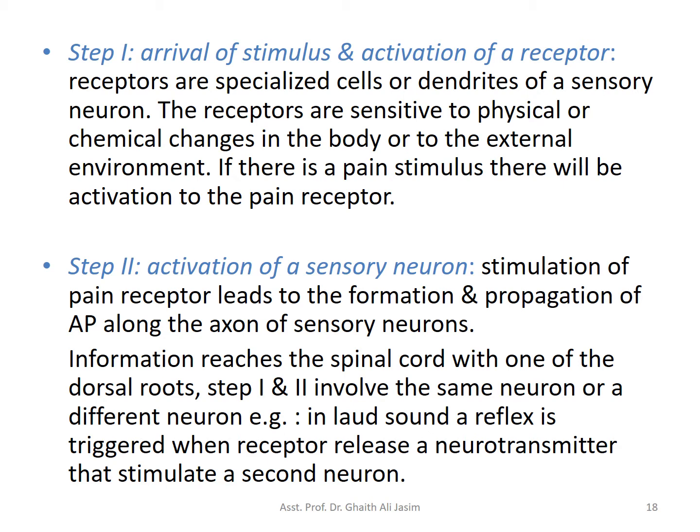Step number 2, activation of a sensory neuron. Stimulation of the pain receptor leads to formation and propagation of an action potential along the axon of the sensory neuron. Information reaches the spinal cord via one of the dorsal roots. So step number 1 and 2 may involve the same neuron or a different neuron. For example, with a loud sound, a reflex is triggered when the receptor releases a neurotransmitter that stimulates a second neuron.